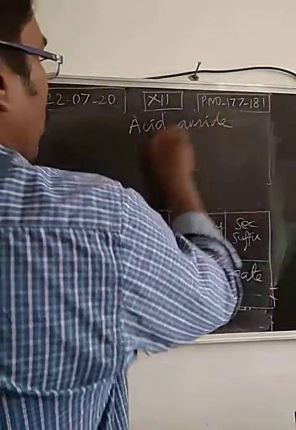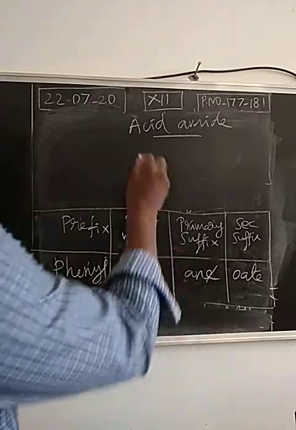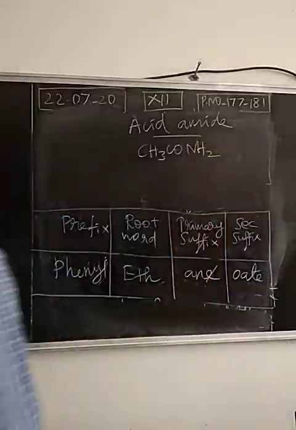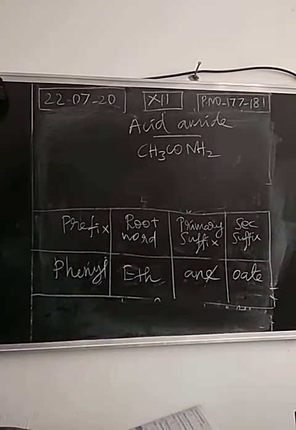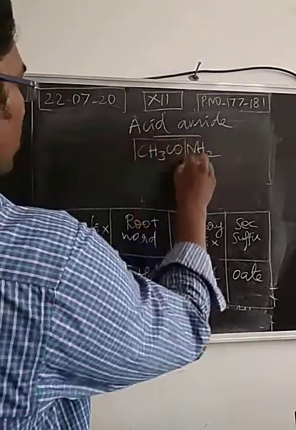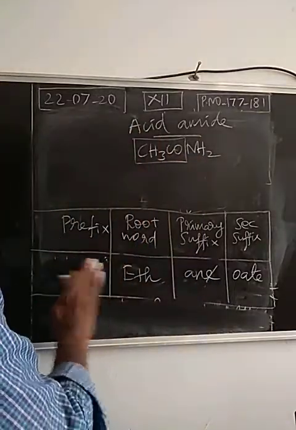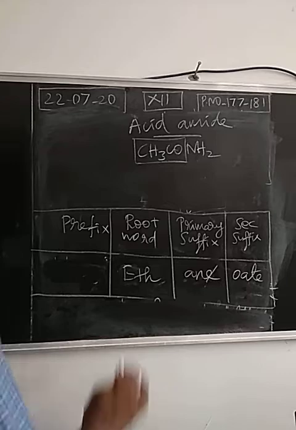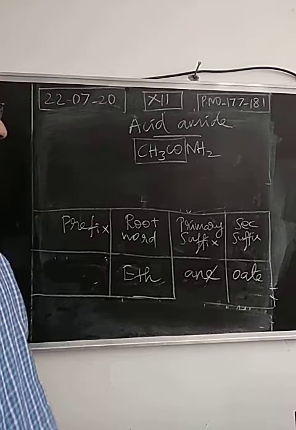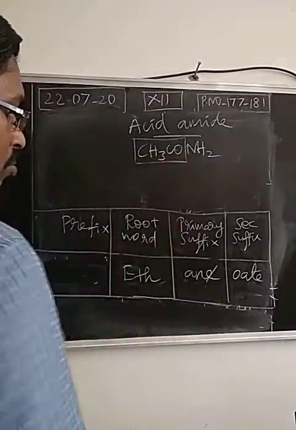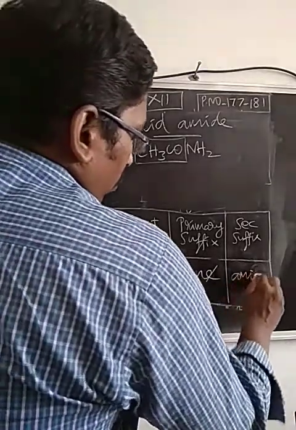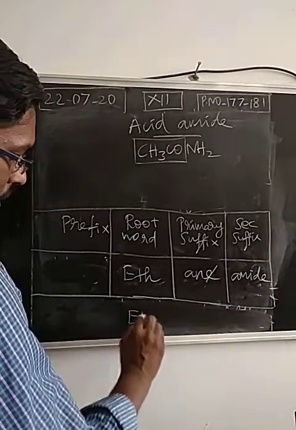Okay, so with esters over, then acid amide, general formula RCONH2. First member, common name acetamide, CH3CONH2. We don't have substituents. We have 2 carbon atoms in the longest chain. So a root word eth, only single bond present between these 2 carbon atoms, so ane. Secondary suffix for acid amide is amide. So this is called ethanamide.